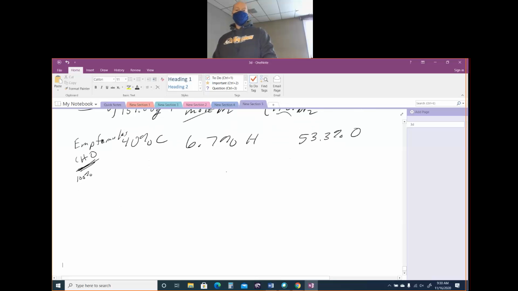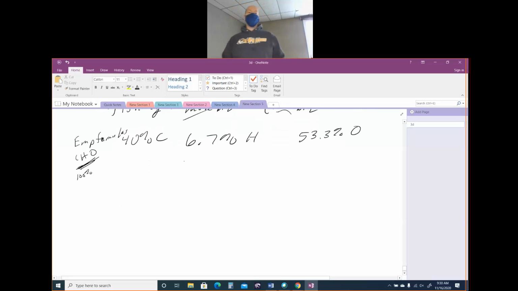All right, and so when you have this problem, you always assume a 100-gram sample. Anytime I'm given a percent, I always do a 100-gram sample. That is not some magic number. You can pick any number you want. A 100-gram sample is the easiest because that makes your percents into grams. So if you have a 100-gram sample, that means 40 grams of carbon, 6.7 grams of hydrogen, and 53.3 grams of oxygen.